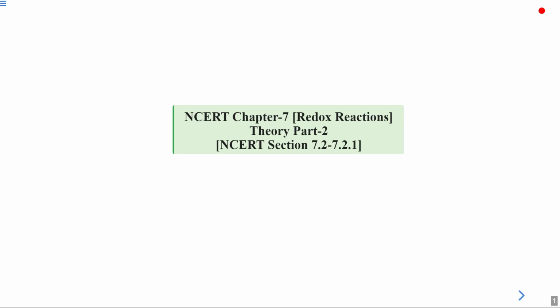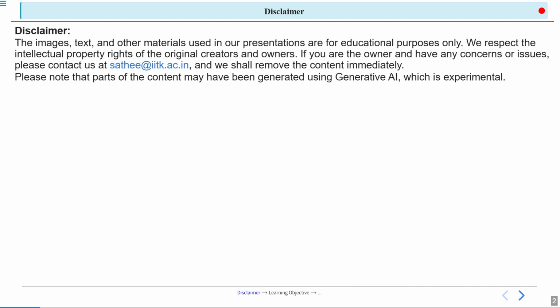Hello, students. Welcome to today's lecture of NCERT Chapter 7, that is Redox Reactions. This is theory part 2, in which we are going to cover NCERT section 7.2, mainly 7.2.1. Disclaimer that you can see on your screen.